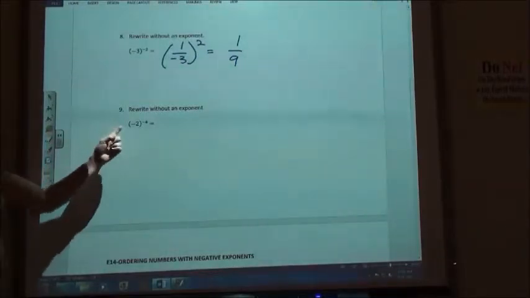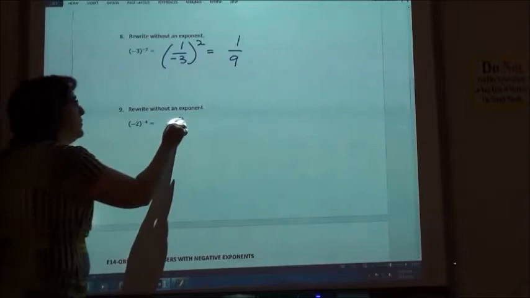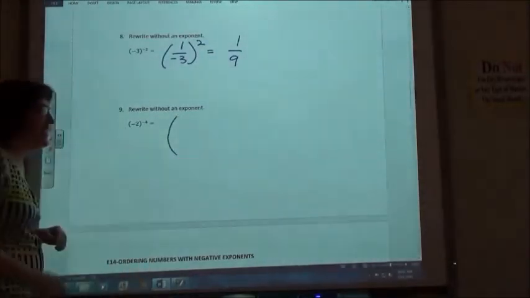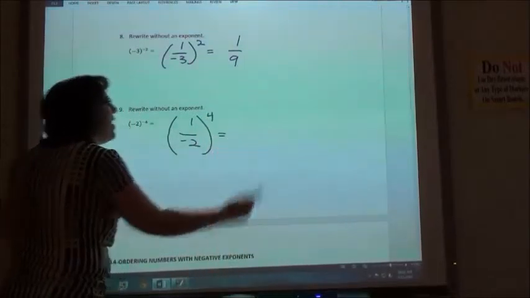So number 9, again I have that negative exponent, so I'm going to do the reciprocal of -2, which would be 1 over -2, and then I'm going to raise it to the 4th power.